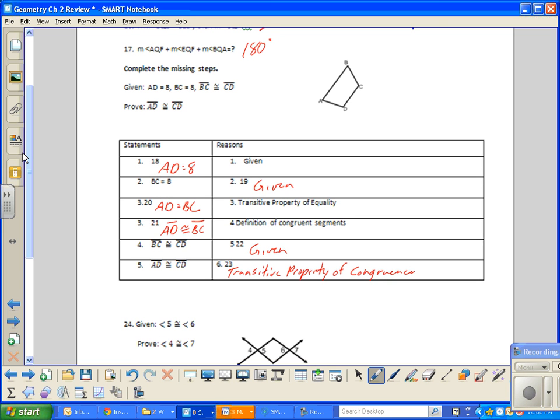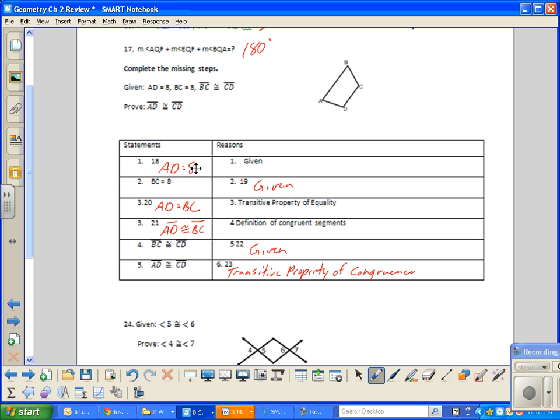And so then we got this proof here. I've already gone ahead and filled it in for time's sake. So 18's asking for a given. There's three givens there: AD equals 8, BC equals 8, and segment BC is congruent to segment CD. BC equals 8 is right here, so we can label that as a given. And BC is congruent to CD is right here, so 22 would be a given as well, which leaves AD equals 8, the only one that can go in 18.